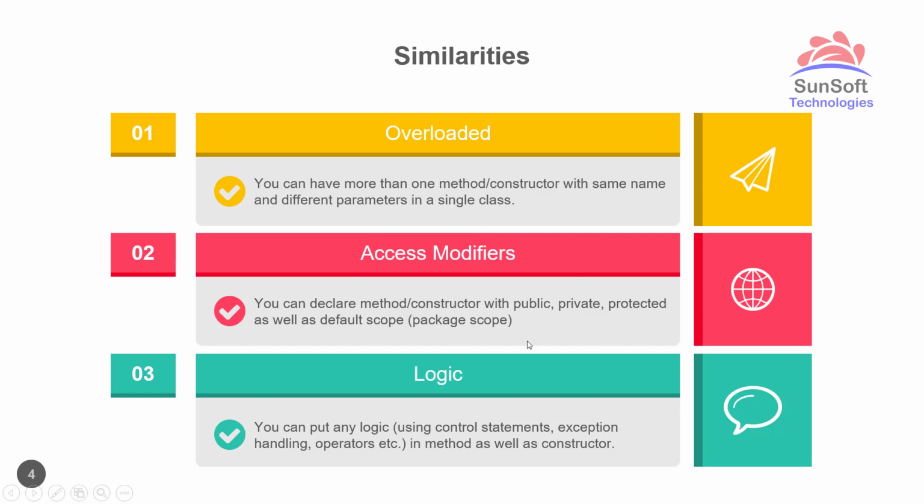Similarly, both support access modifiers, meaning you can declare public, private, protected for either of these two. And then finally, both can have any logic. Logic in the sense that you can put if, else, for loop, you can put a try catch block, you can put arithmetic operations or any other operators you can utilize. So everything is possible inside a constructor as well as in a method.